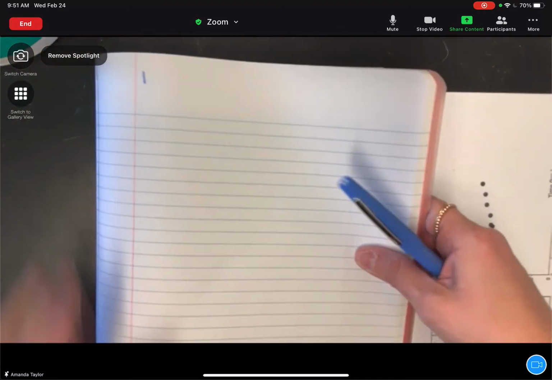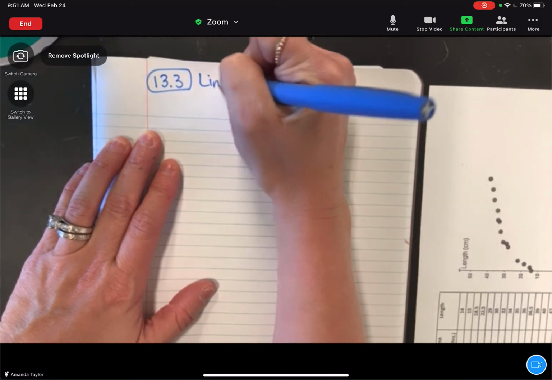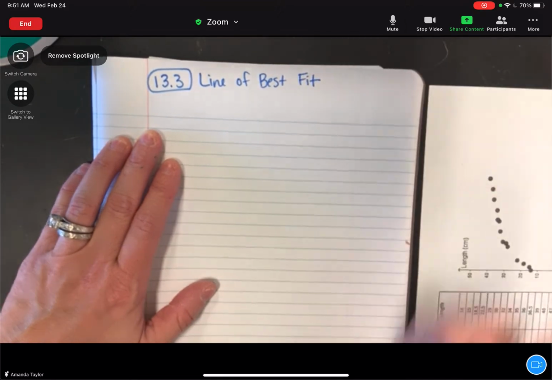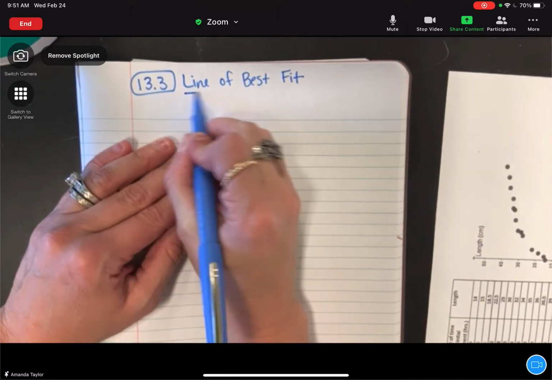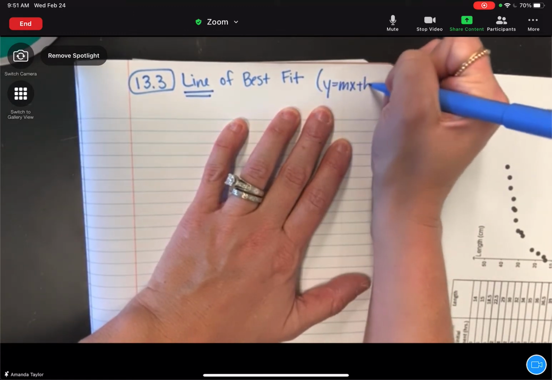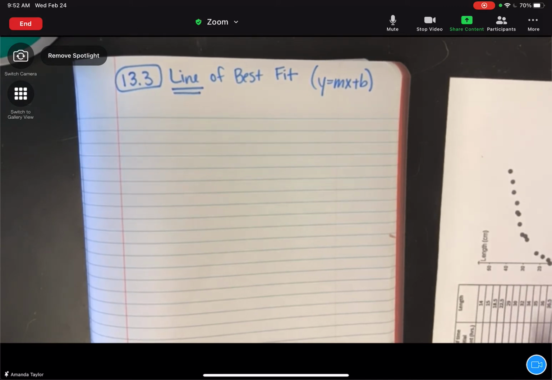Okay. I'm going to do 13.3, line of best fit. And since it's linear, it's a line of best fit, it's in the form y equals mx plus b. No weird forms, just y equals mx plus b, just slope-intercept form for these. Hooray.